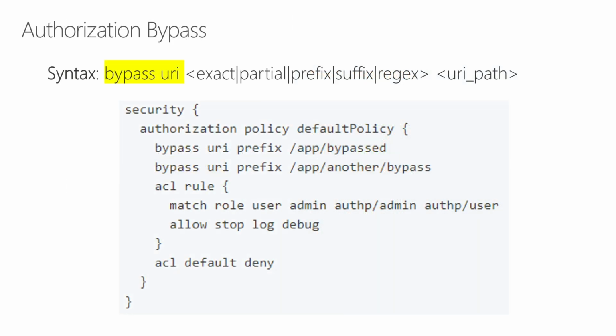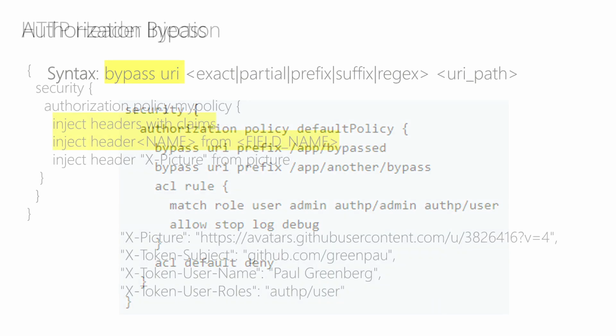Bypass URIs. Bypassing URIs works with similar syntax as match conditions in the ACLs. The idea here is you may want to bypass some prefixes and not authorize them. Just pass them through and grant them authorization without actually checking anything. This is what the bypass URI directive does.